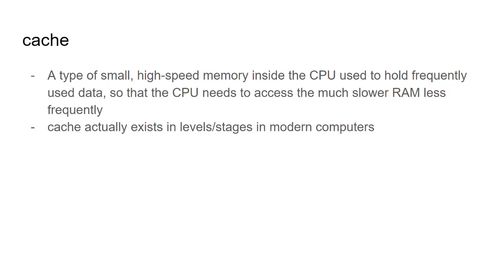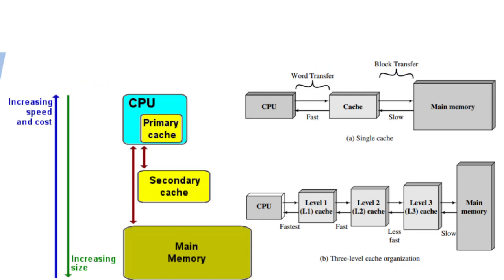It actually exists in levels or stages in modern computers. This is an example of a single cache and 3-level caches. Each one you go away, it becomes slower. The closer it is, the faster it is. You can have a primary cache inside the CPU or outside the CPU. The closer to the CPU you are in the cache, the faster it is to retrieve, because it's right there. However, it cannot be a very large amount of storage, because cache needs to be small so it can be accessed faster.